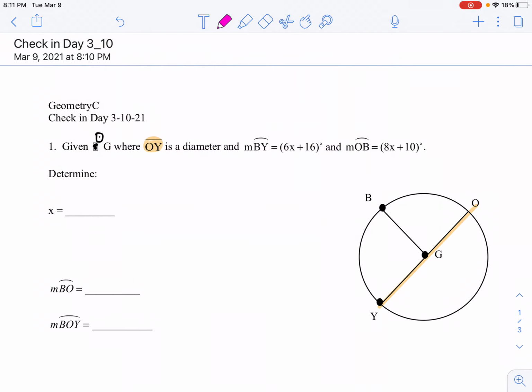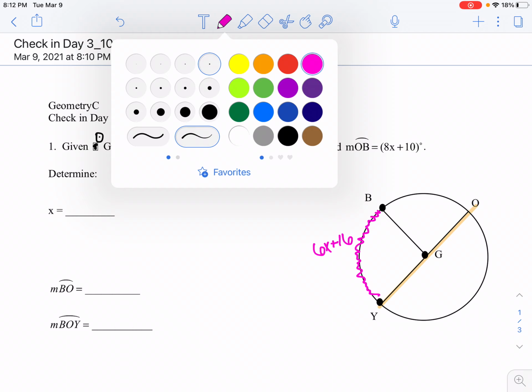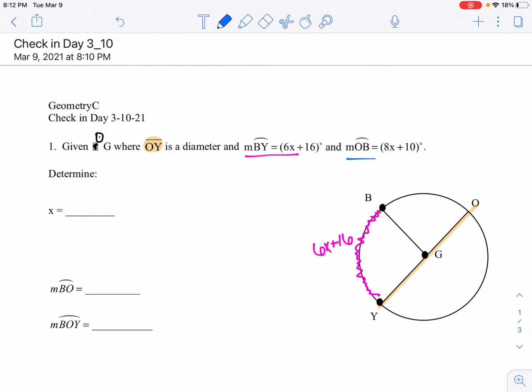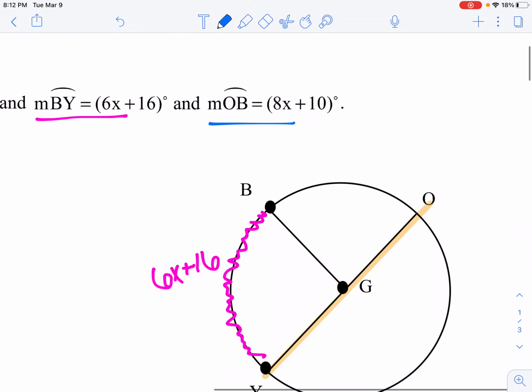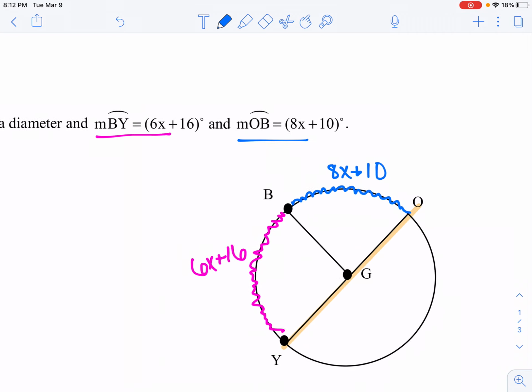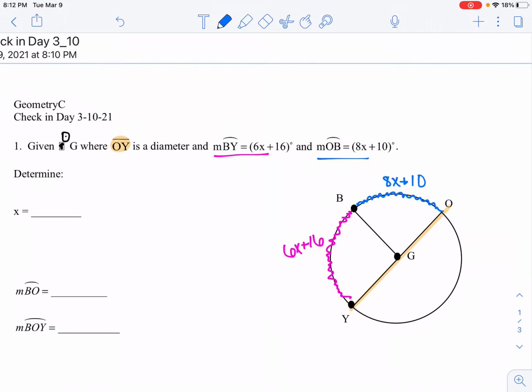I want to note that the measure of arc BY is 6x plus 16, and the measure of arc OB is 8x plus 10. So there's several things that they're asking you to find. Let's just start by figuring out and determining x.